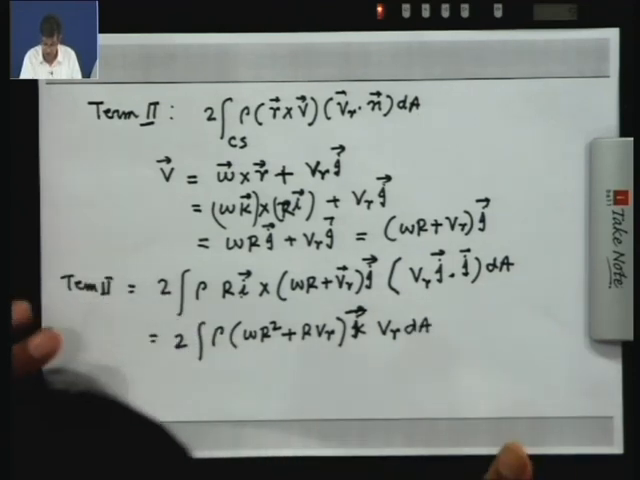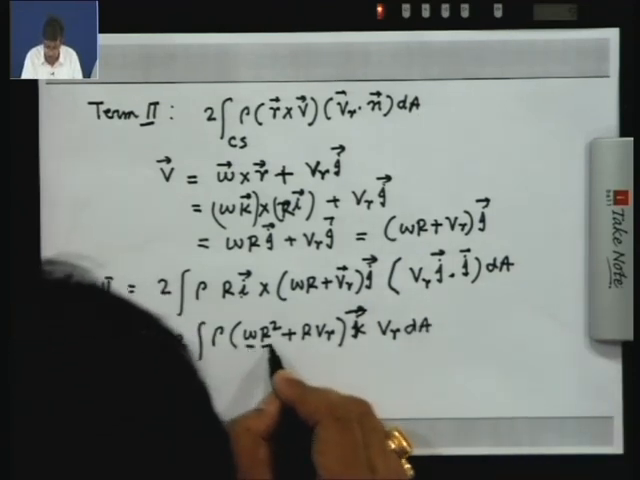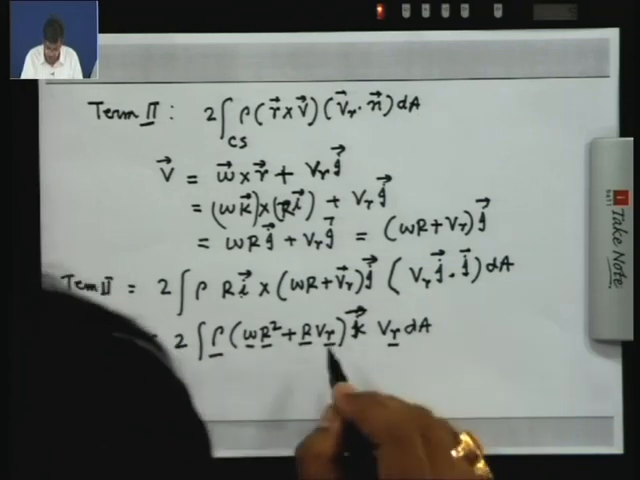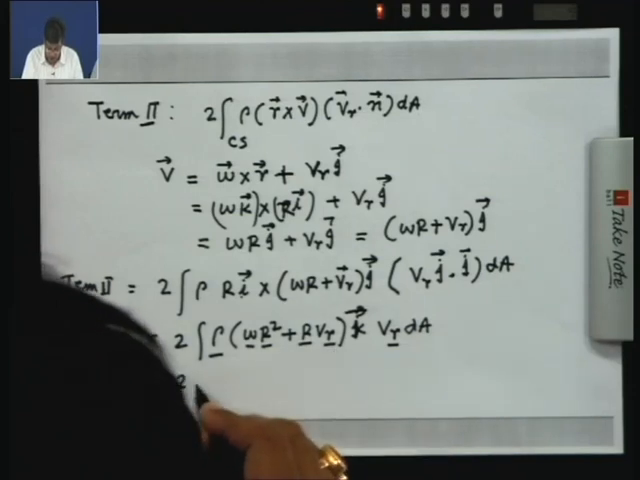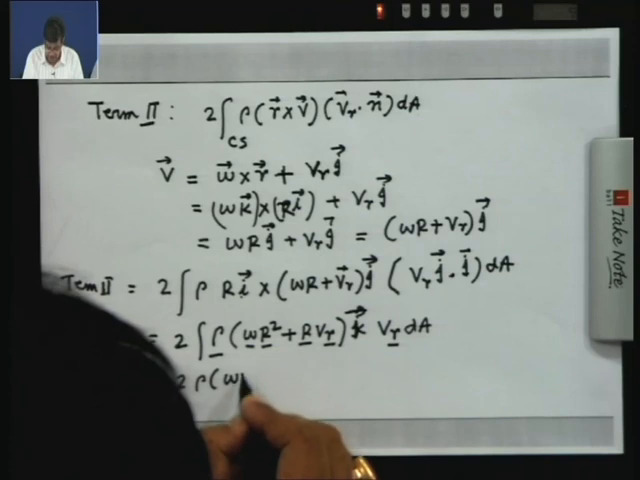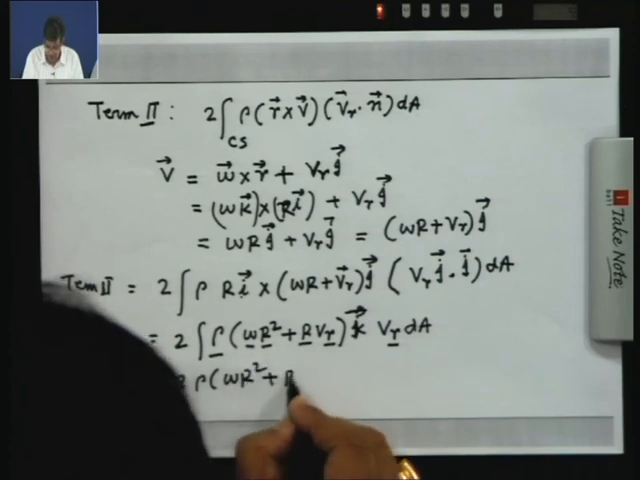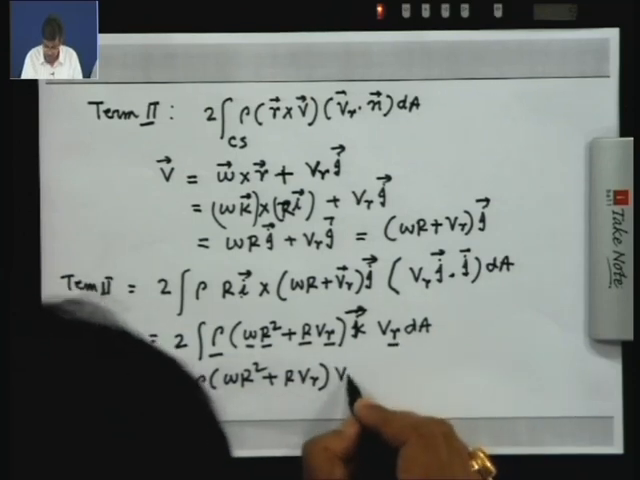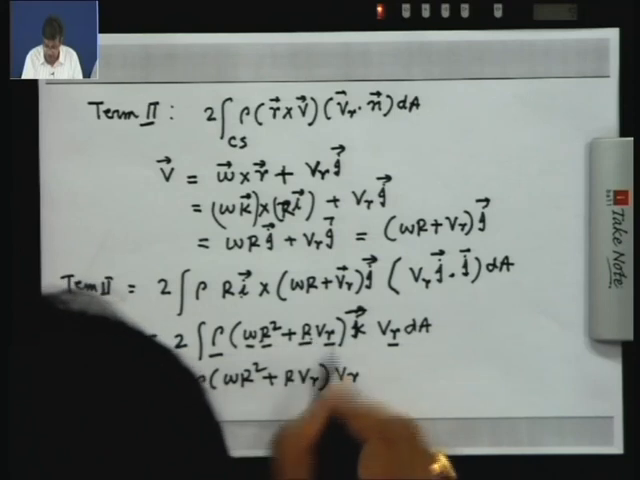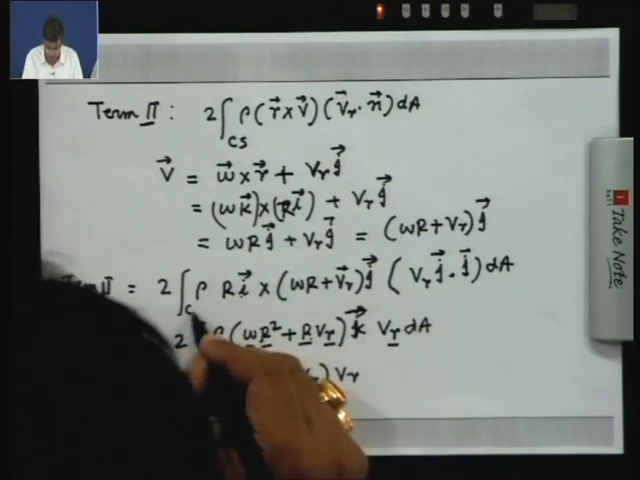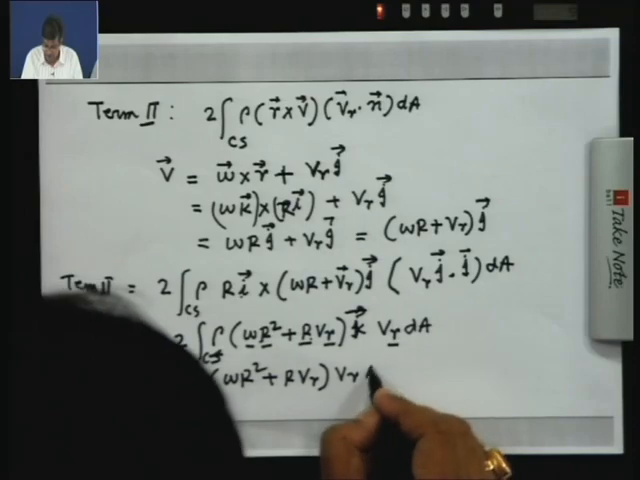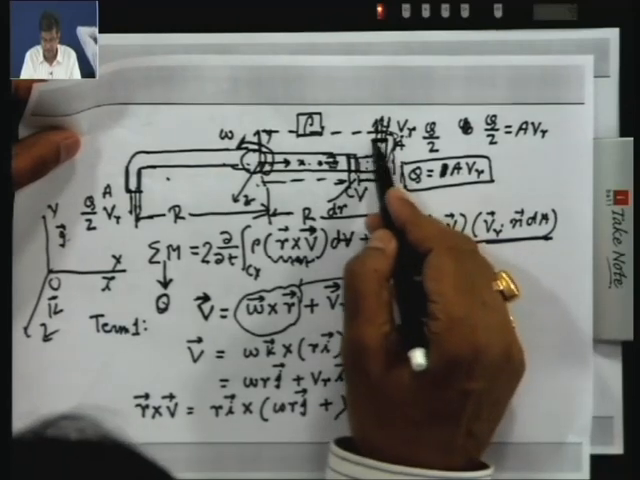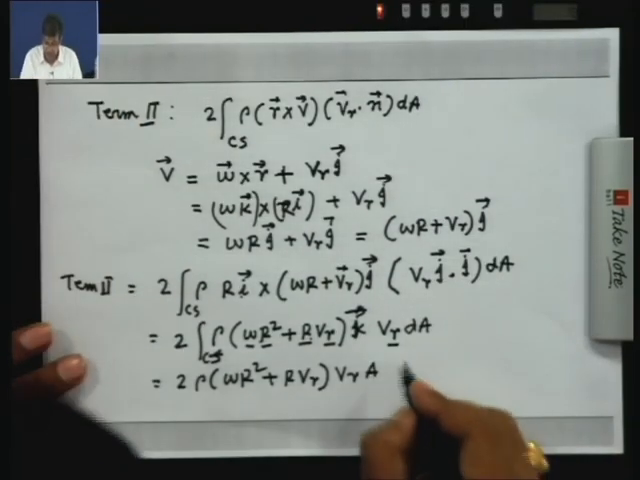Clear? Now you see omega r square r Vr, rho, Vr all are constant. So this can all come out and make 2 rho omega r square plus r Vr. You just see that. Then Vr, then rho omega r square r Vr, and then integral over the control surface dA means the area A. What is this area? This area as we defined here. This is the area, so this area A k.